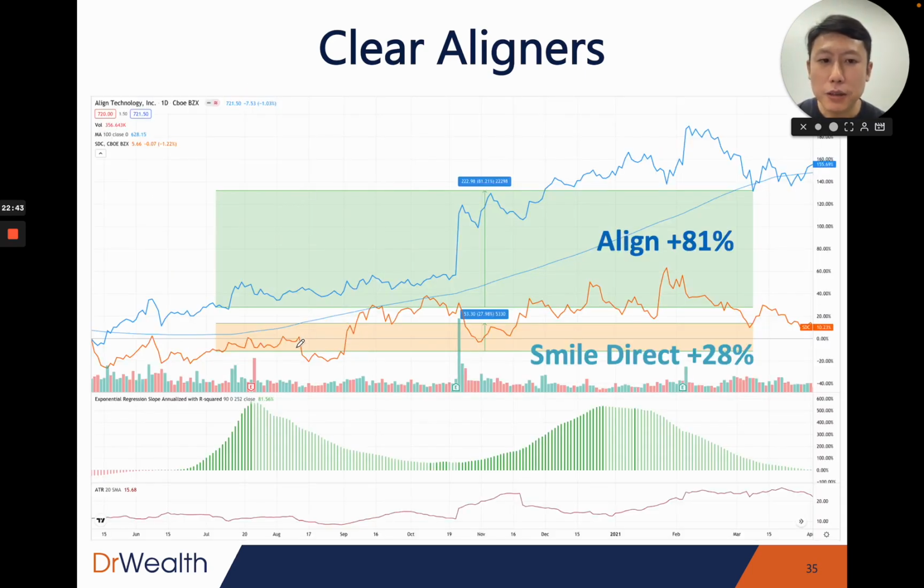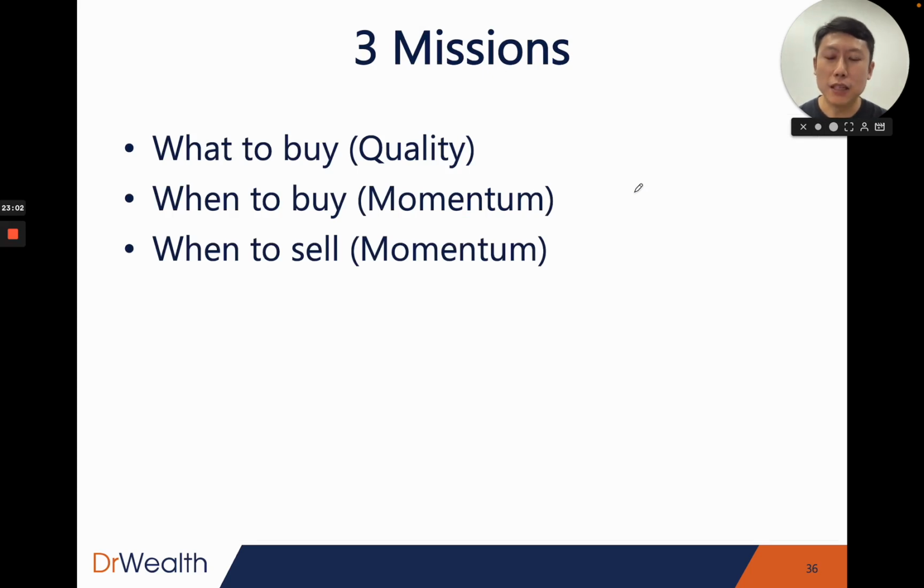We can see that Smile Direct Club went up 28%, Align Tech went up 81%, right? So the difference in momentum, even though it's minute, still continues to generate the performance difference. I hope you are able to see how you can combine these two powerful factors together to form a very solid strategy. Okay, now let's tackle the last part, which is when to sell.